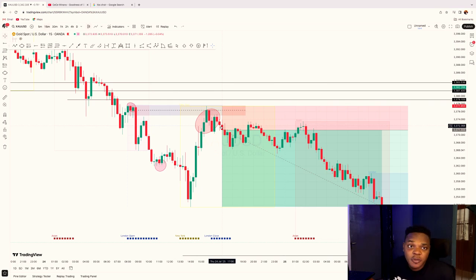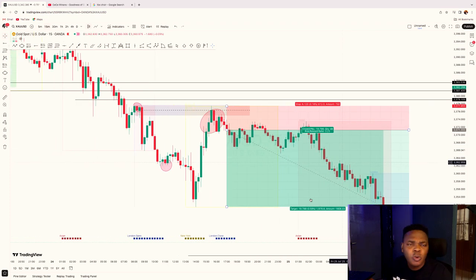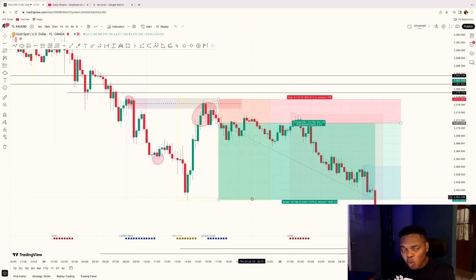That gives me the confirmation I need. Though this trade lasted till the next day, I was able to hold it because I know one thing: every trading day always leads to another trading day.